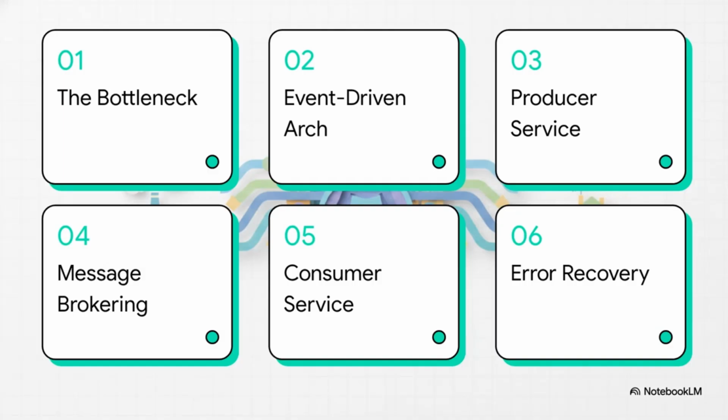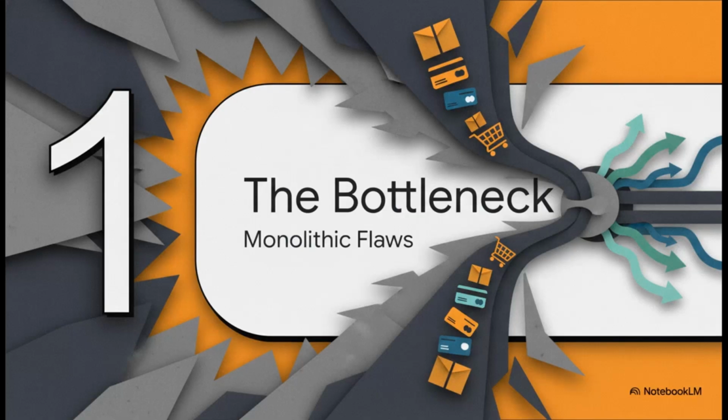So here's our game plan for today. We'll start with the e-commerce bottleneck, then unlock event-driven architecture. From there, we'll look at the producer service, RabbitMQ message brokering, the consumer service, and finally wrap up with idempotency and error recovery. All right, part one, the e-commerce bottleneck.